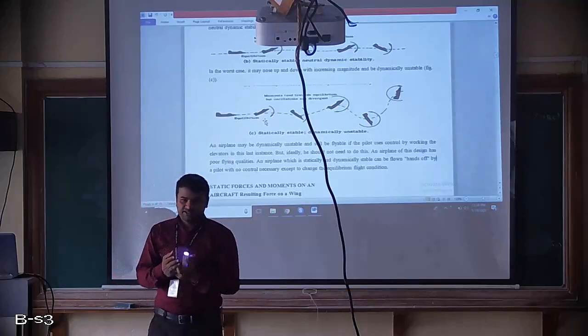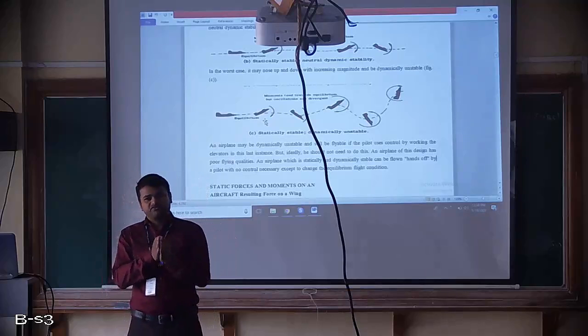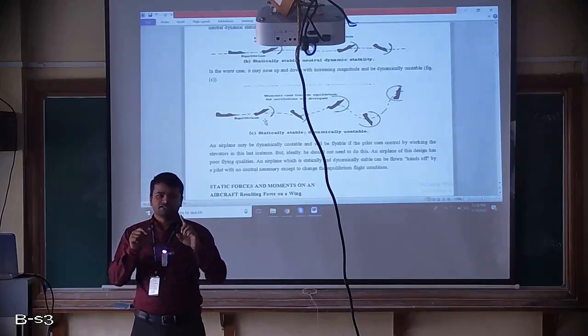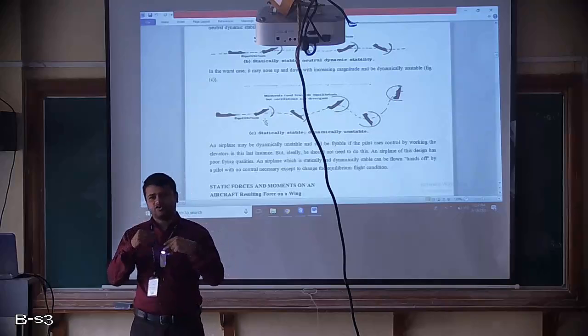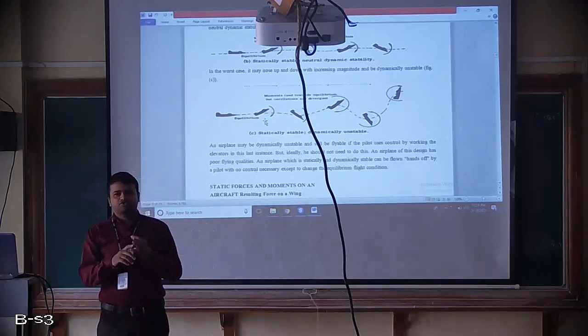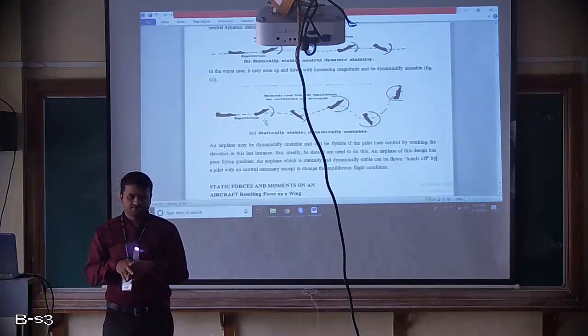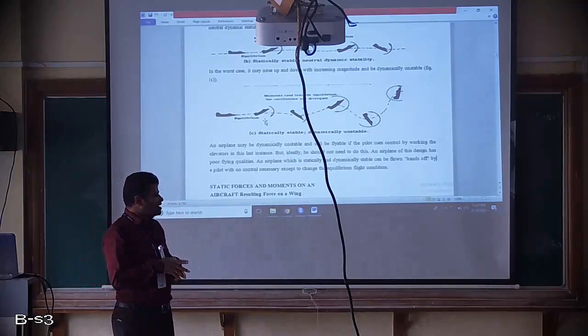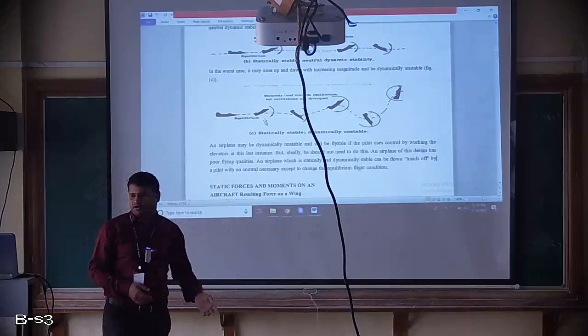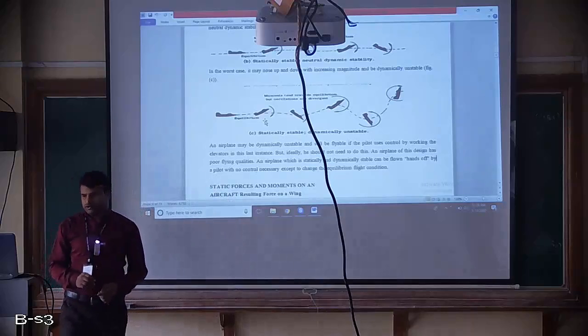Dynamic stability means the ability of an aircraft to come back to its original position after getting disturbed, but not immediately, but after a certain interval of time. So static stability and dynamic stability each have three different types: positive, negative, and neutral in both cases. And the rest of the things we have seen now. Now we'll jump into the next topic.